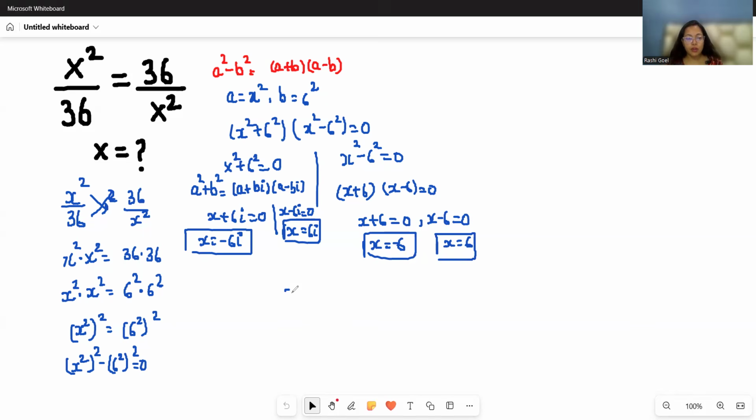So we have four values of x. x is minus 6 iota, x is 6 iota, x is minus 6 and x is 6. I hope it's clear and you find it useful.